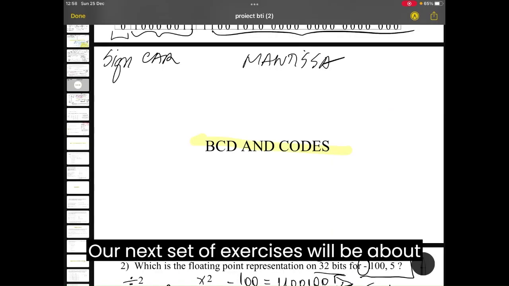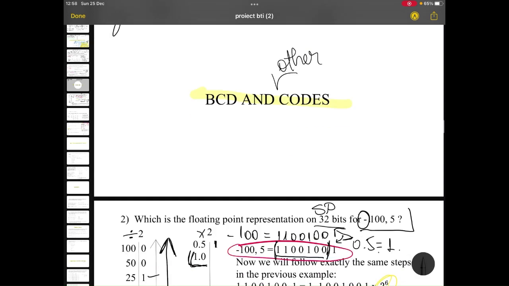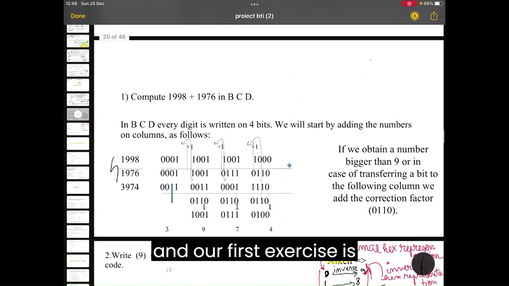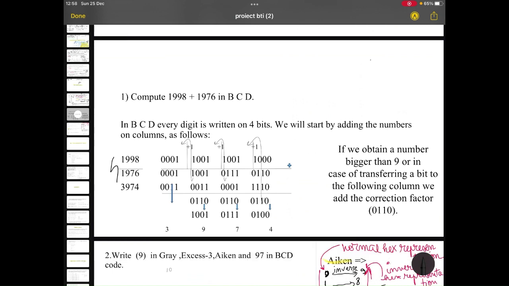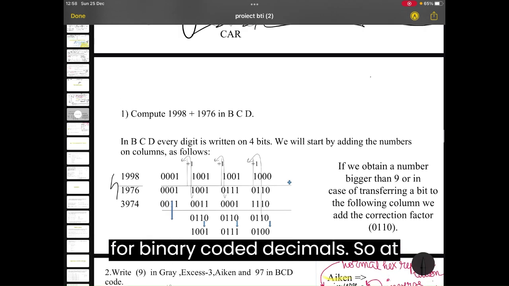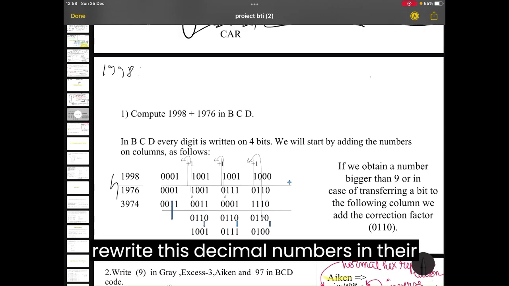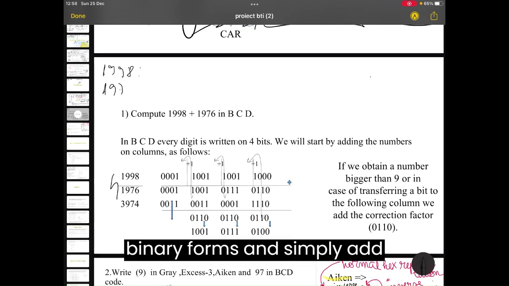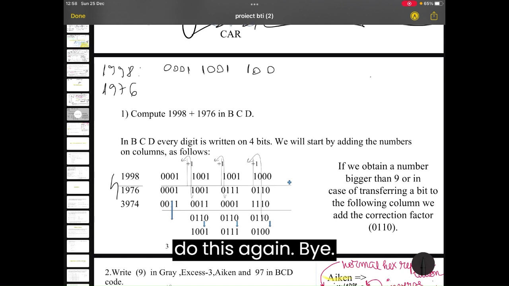Our next set of exercises will be about BCD and other codes. And our first exercise is an addition in BCD, which stands for binary coded decimals. So at first we must rewrite these decimal numbers in their binary forms and simply add them. I will do this again by hand.